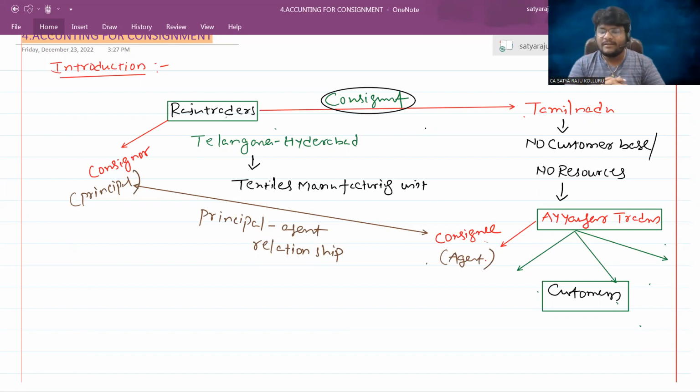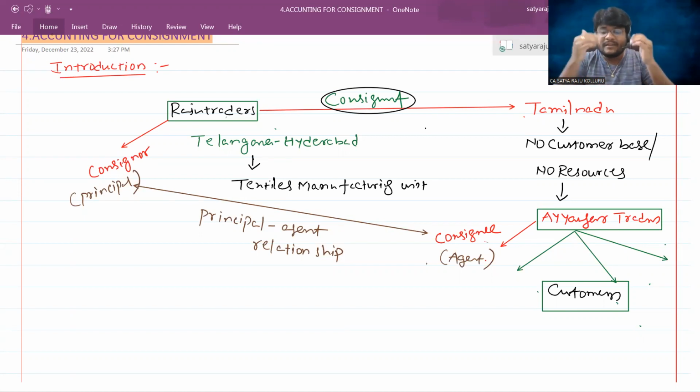Now, in such a particular consignment business, three different parties are involved. One is the consignor, the party who sends the goods, another party is the consignee, the party who receives the goods, and another party is the customers, that is, ultimately to whom we are selling the goods. The relation between consignor and consignee is a principal agent relationship. The income for the consignor is nothing but the sales generated by the consignee. And the expenses for the consignor are the goods which are sent by the consignor to the consignee.